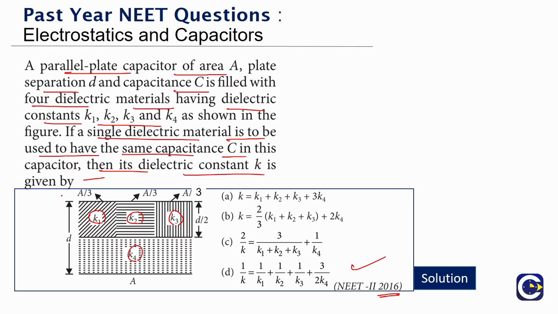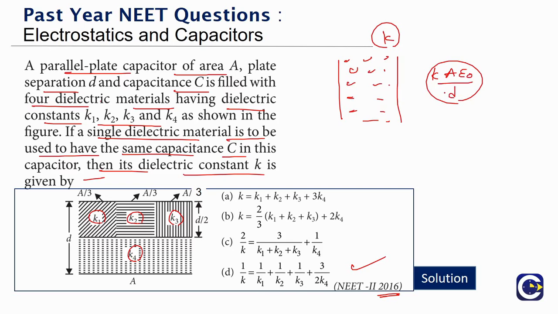Equivalent dielectric constant means what? When we modify the capacitor by introducing some medium in between the capacitor plates, if for example the entire region is filled by just one material of dielectric constant K, then the capacitance will be equal to what? K times A epsilon naught by D. But here it is not like we are filling with one material, we are actually filling with 4 materials, and this is given in a different arrangement.